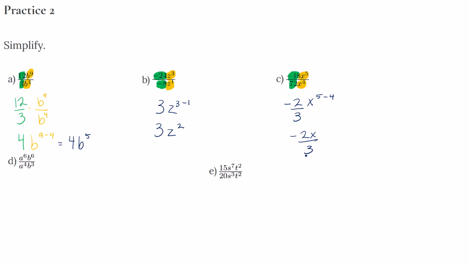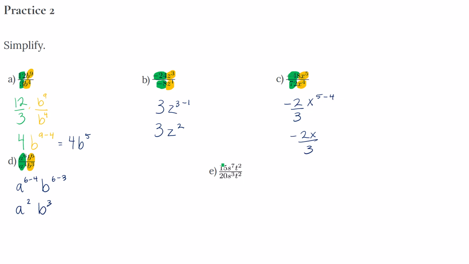For d, we'll be able to simplify powers with the same base together. So I'll be able to simplify the powers with the base of a together, and then powers with the base of b together. So I would go a, 6 minus 4, b, 6 minus 3, so a to the power of 2, b to the power of 3.